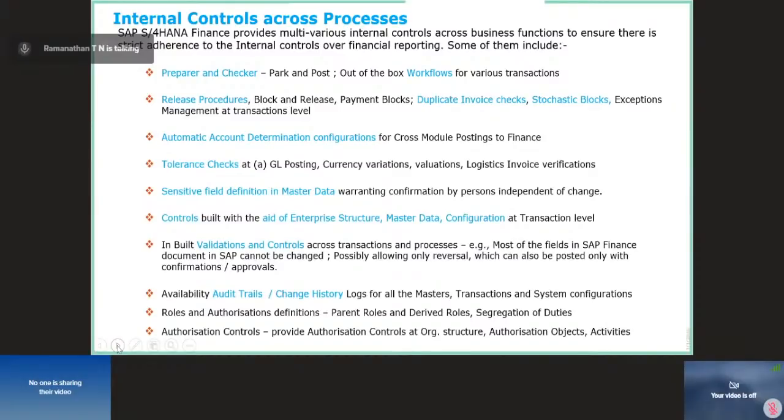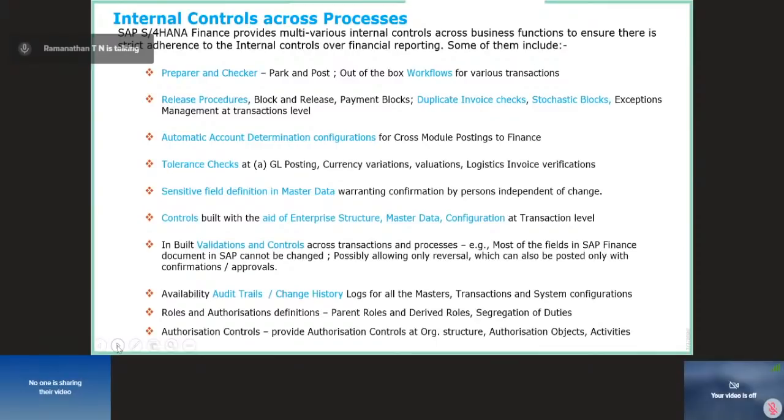Right, these are examples. So exceptions, payment blocks, duplicate invoice checks, configured stochastic blocks. These are all on one side. Right, other aspects like master data. There are certain fields in the masters where organizations can identify sensitive fields. The minute they are identified as sensitive fields, any changes to those fields will have to be approved. Then only such vendors will be available for making payments. So there are such controls available, right? Which we may want to be aware of, right?